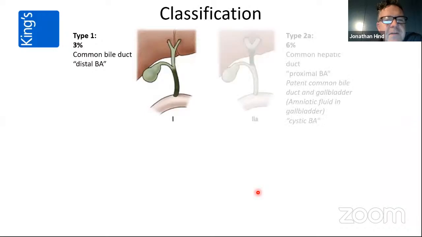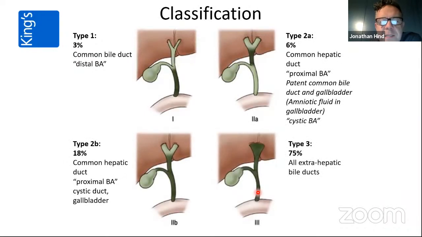It can be classified into different types, and the commonest type is type 3, where all of the extrahepatic bile ducts are involved and atretic. The gallbladder remains, but it's often abnormal and small, or always abnormal and small. The classification types do vary between different countries, but again, this is the commonest type.